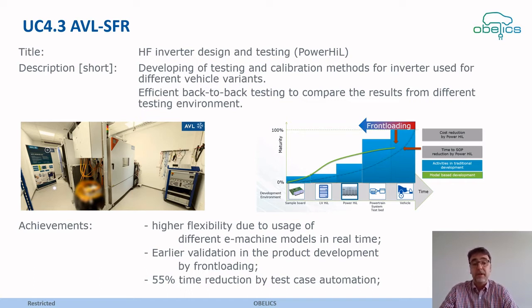The achievement is the high flexibility. We reached high flexibility in the usage of different E-machine models in the real-time test environment, and high flexibility of these E-machine models. And we see a very early, complete validation of the inverter during the product development, caused by this front-loading effect. And in addition, at the end, we reached more than 55% reduction of testing effort, therefore reduction of testing time, and therefore increasing the efficiency in the test coverage.